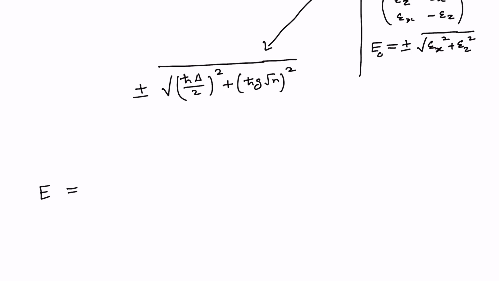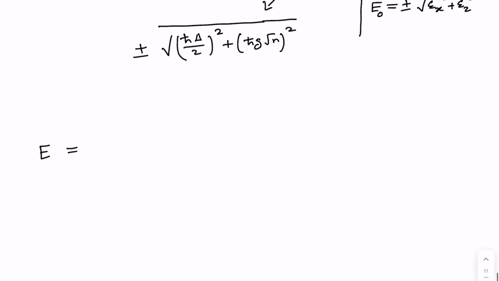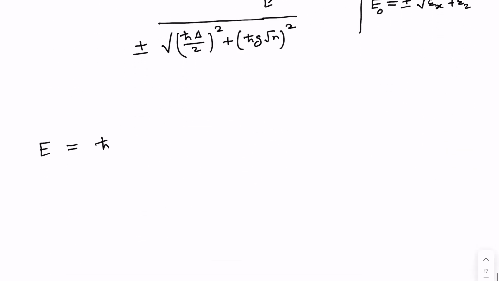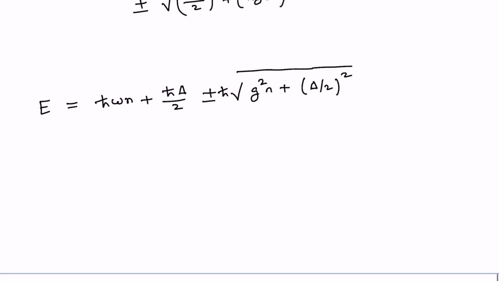So let me write it as E. Don't get confused with this capital E I'm writing here. From the first part the eigenvalue is h bar omega n. From this part the eigenvalue is h bar delta by 2. So I have h bar omega n, h bar delta by 2, and plus minus square root of, taking my h bar outside, g square n plus (delta by 2) whole square. Okay, so this is what I am going to have.